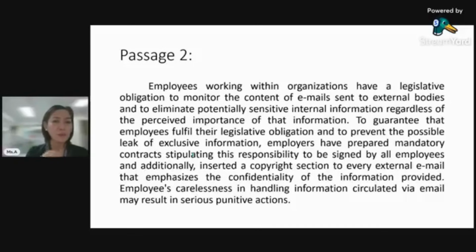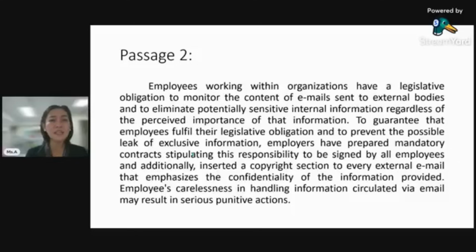the perceived importance of that information. So, depende. Kahit po na sa tingin niya sobrang importante or hindi, obligasyon niyang i-monitor yon kung sa tingin niya makakasama sa reputation ng company or makakasama para sa company.